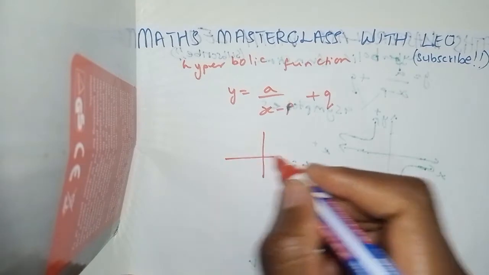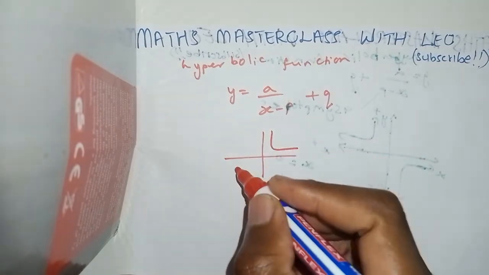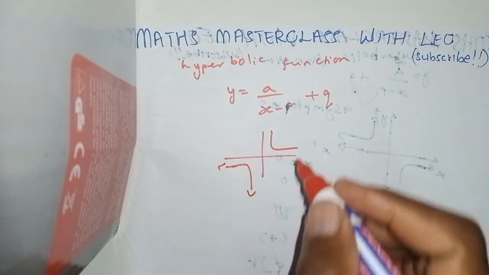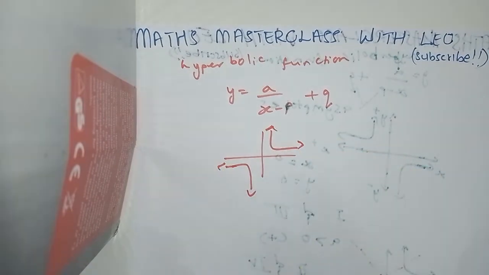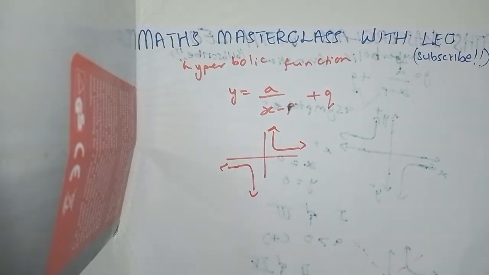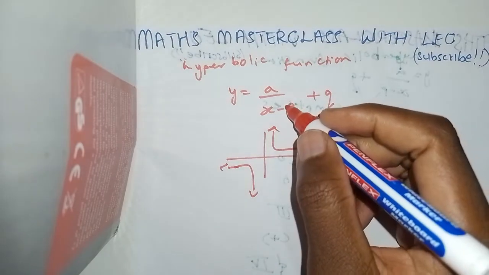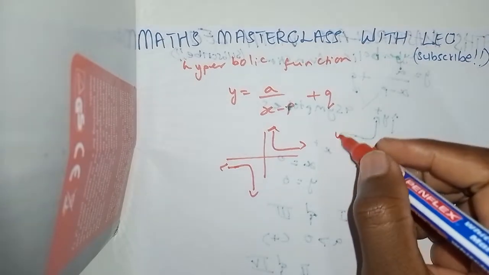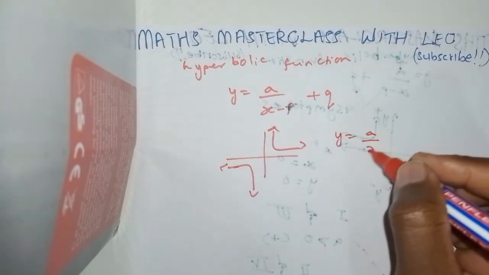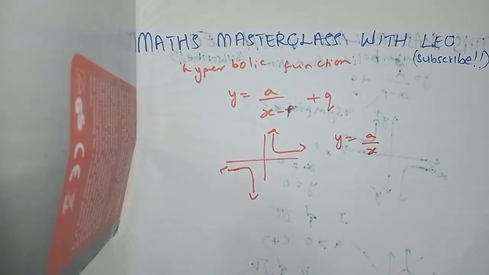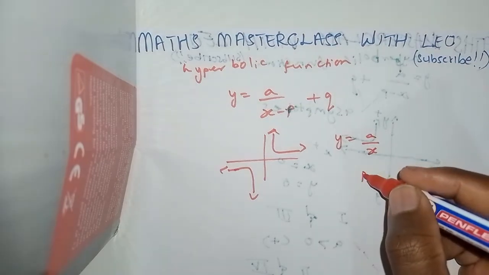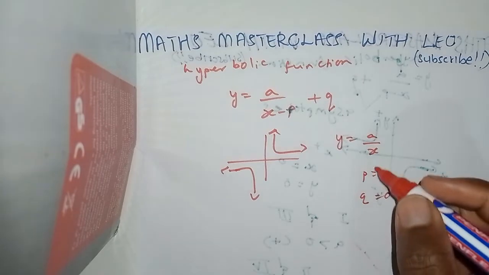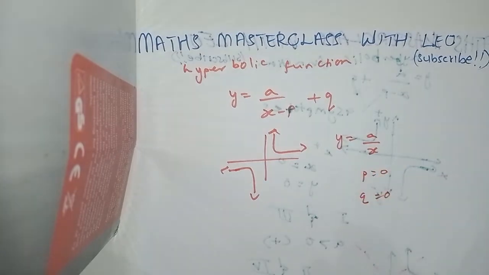This is the shape of our graph. This is the original graph of a hyperbola, where in this case p and q are zero, meaning your equation is something like this. Your p is equal to 0 and your q is equal to 0. These are the asymptotes of the graph.